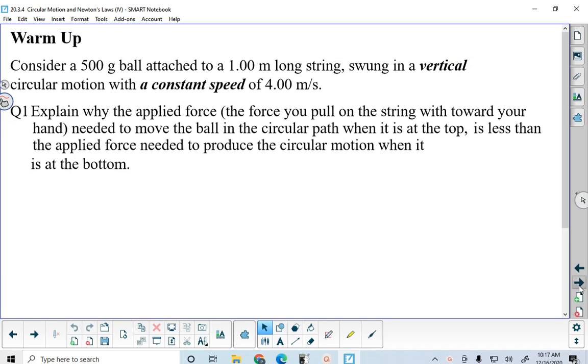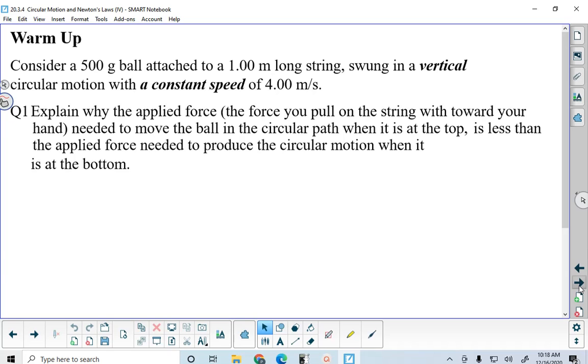As a warm-up, we're going to look at a 500-gram ball. It doesn't really matter what mass we use, but I chose a mass here. We've got a 500-gram ball attached to a 1-meter-long string, and it's swung in a vertical circle at a constant speed. I want to make sure you understand what this means. As I'm standing here twirling the ball around and around, there is a point in time where the ball is above me, and there is a point in time where it is almost on the ground.